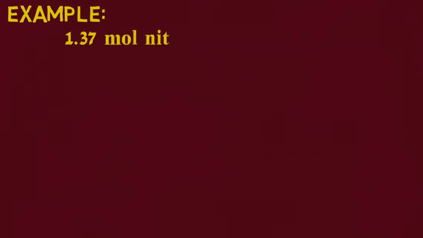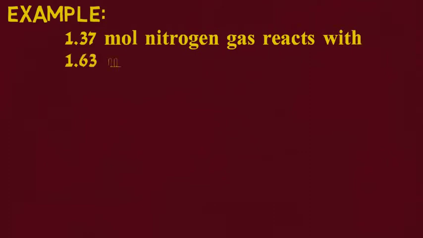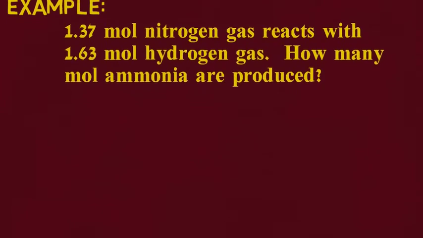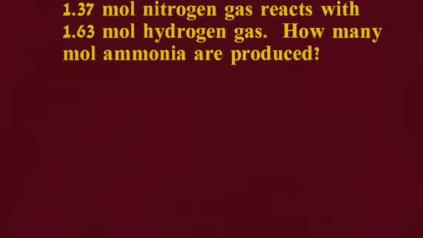So you have 1.37 moles of nitrogen gas reacts with 1.63 moles of hydrogen gas. How many moles of ammonia are made? If you watch my previous video, follow along, skip 3 lines, write the balanced equation. You should be able to do this.